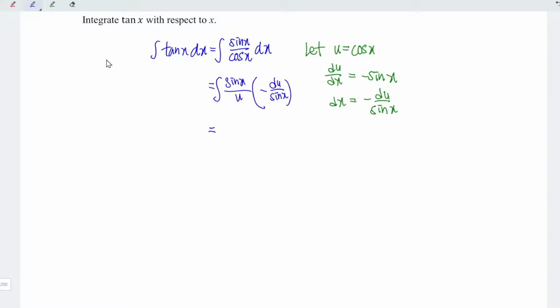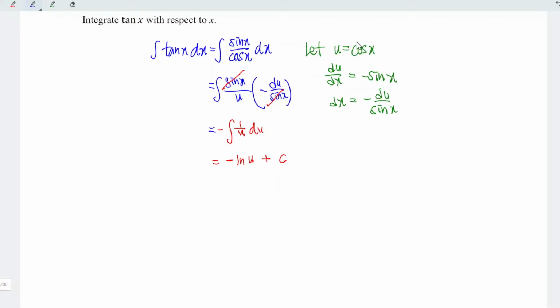Let's simplify. So we should cancel sine x with 1 over sine x. Negative take out, so we have negative integral of 1 over u du. When we integrate 1 over u, we should obtain ln u, with the negative, so we should copy, and remember to add the constant c.